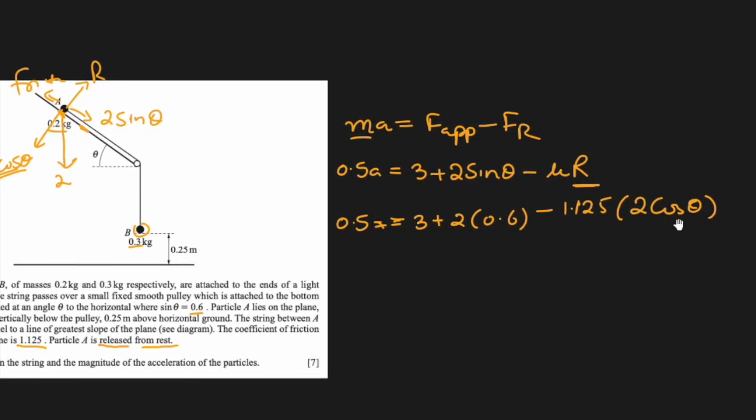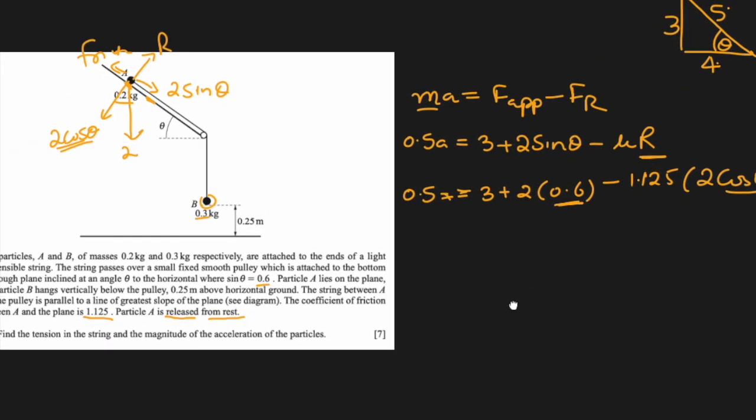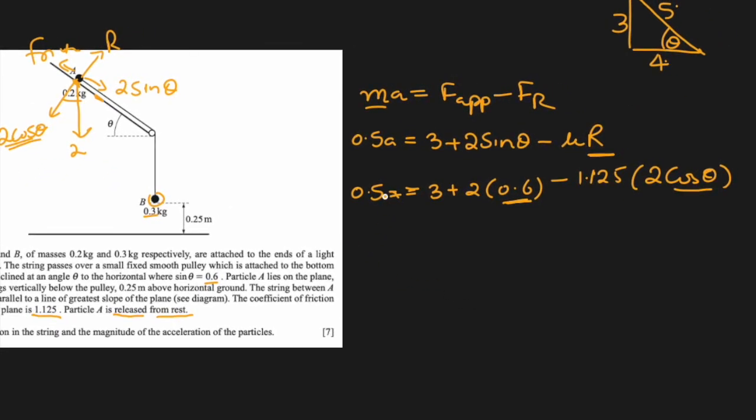And this cos theta can also be found, and there's no need to find any angle for this. You can write this one as 0.6 this side, right? Can I write 3 here and 5 here if this is theta? Isn't it? Sine theta is 3 over 5 is 0.6. That by Pythagorean this comes out to be 4. So cos theta will be 4 over 5, which is 0.8. So this is smartly, we can do it without finding the angle. So I didn't write A here. 0.5 A is equal to 3 plus 2 times 0.6 is 1.2 minus 1.125, 2 times 0.8 now.